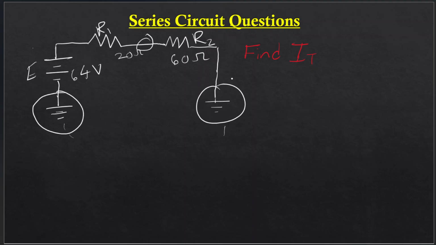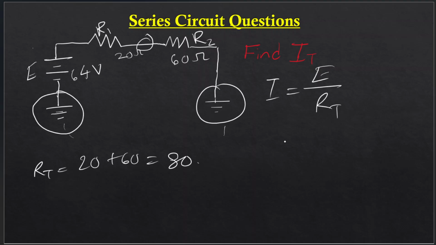Now let's see, again the formula would be I is equal to, we have to find IT, so I is equal to V, or in this case E, over RT. Now RT is again R1 plus R2, so 20 ohms plus 60 ohms is equal to 80 ohms. So E is 64 volts and RT is 80 ohms. So the answer is 64 divided by 80. We have 0.8 amperes. That's the answer.